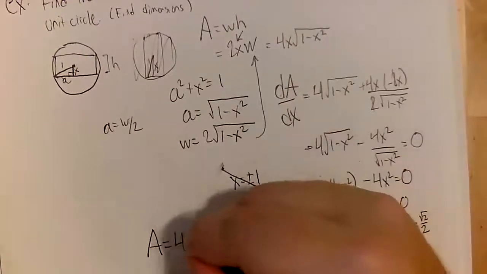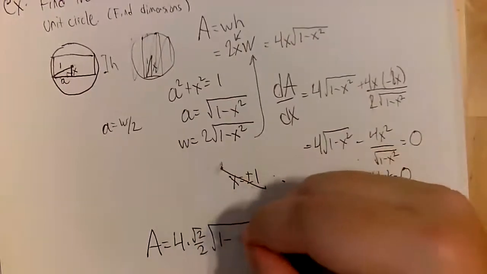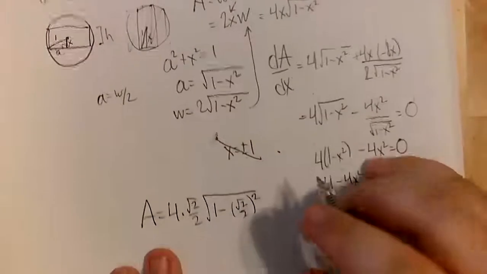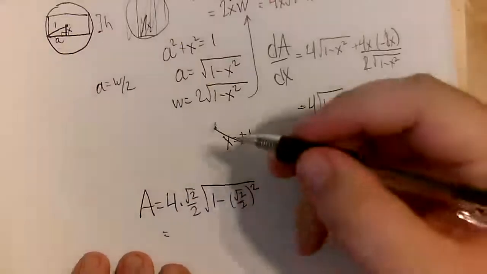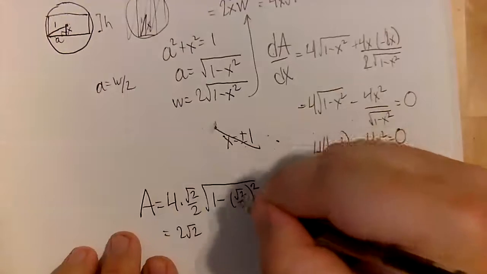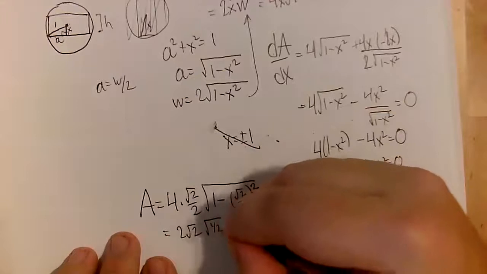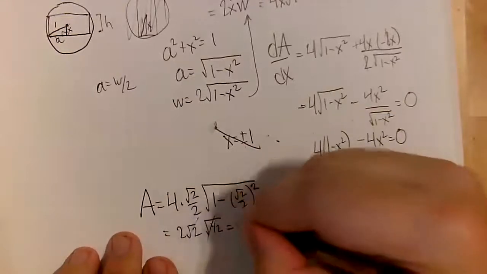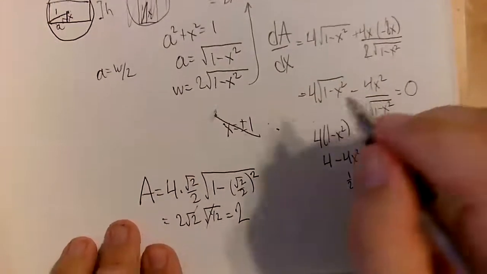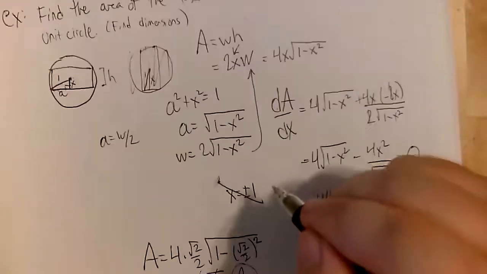So A will be 4 times root 2 over 2 times the square root of 1 minus root 2 over 2 squared. All right, let's simplify this. So 4 over 2 is 2, so we have 2 root 2. This will square to be 1/2. 1 minus 1/2 is 1/2. So these will cancel, and we end up with 2. All right, so that's the area, but then remember, this problem also asked us for the dimensions as well.